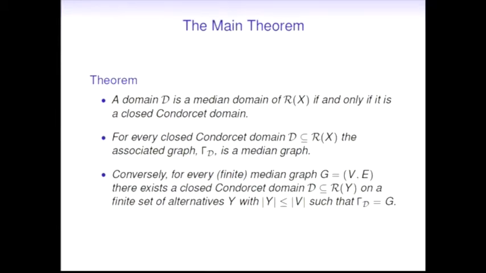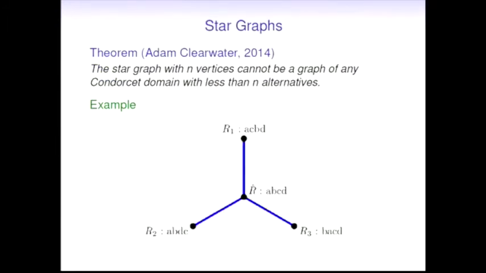And conversely, if you have a median graph with a set of vertices V, there exists a closed Condorcet domain on a set of alternatives, and you need no more than the number of vertices in V to construct such a Condorcet domain. And this Condorcet domain will have associated graph exactly G. Now, this is the main result. But let me show you some more.